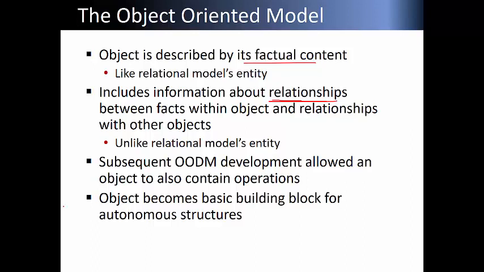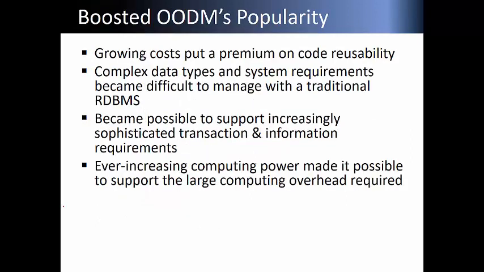So the object becomes the basic building block for an autonomous structure. The features can be increased or decreased. It could be a very complex data model. That is also possible. Like we looked at entity relationship diagrams, those diagrams can be seamlessly implemented in object-oriented databases, which was not the case for relational databases, right?